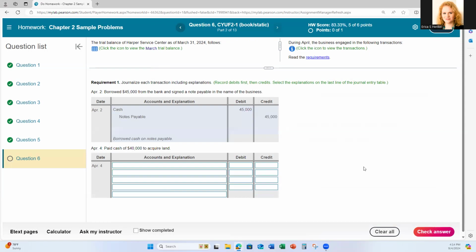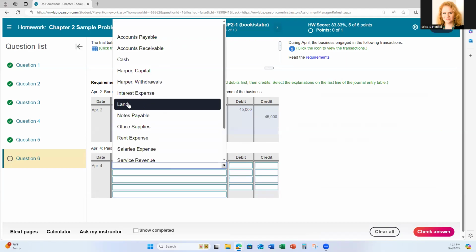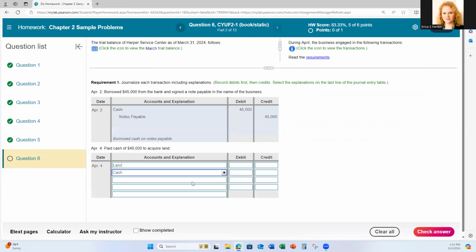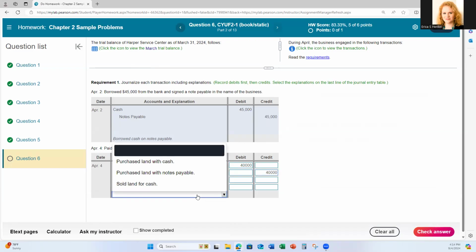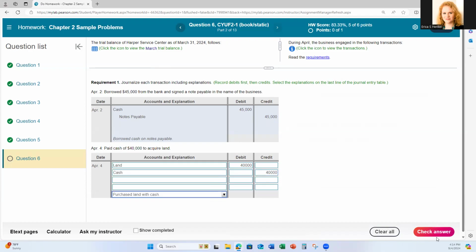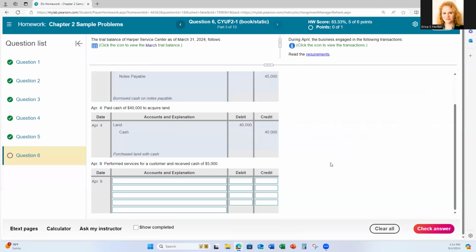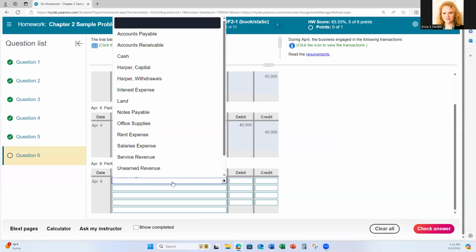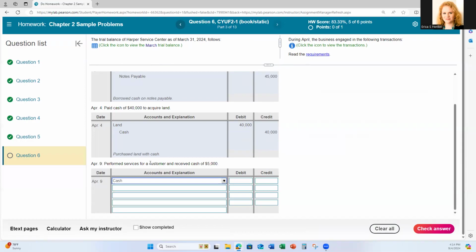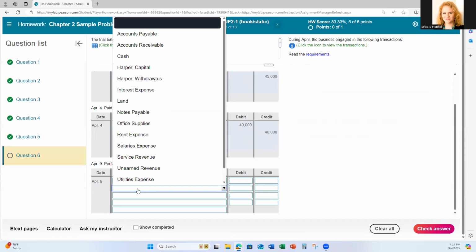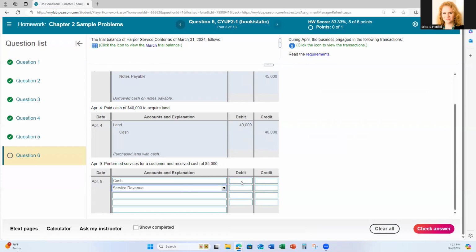Next transaction, paid cash of $40,000 to acquire land. So we're increasing our land asset, decreasing our cash asset, debiting to increase land, crediting to decrease cash, and purchasing land with cash. All right, next, performing services for a customer and receiving cash of $5,000. So cash is increasing, that's going to be our debit. And performing services, revenues, so service revenue is going to be our credit.